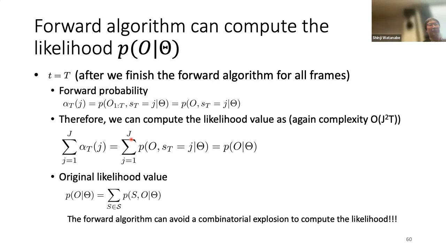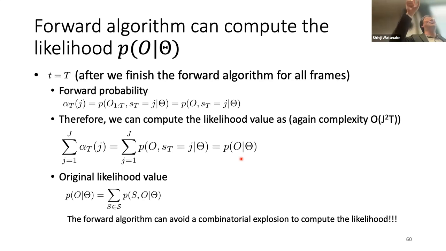This is just a trick: if we reach the final time T, and revert the original definition of the forward variable, which is an observation with s_t equals j, we can compute this value based on the forward variable. And then by using, for example, the marginalization rule, it goes to the likelihood, considering all possible state sequences. But there is no approximation.